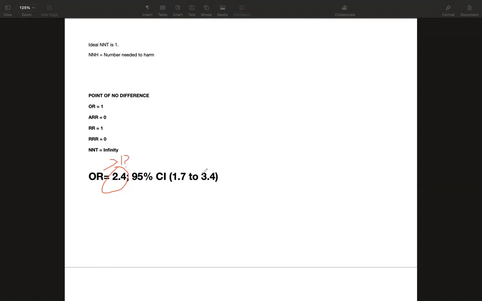Then move on to the 95% confidence interval. This is basically the range in between which your value would lie. Now see the range. What is the first value of the range? Is it greater than 1? Yes. And what is the last value of the range? Is it greater than 1? Yes. That means your results are significant. Why? Because they are crossing the point of no difference of that value which they have measured in the research article. Are you getting me?